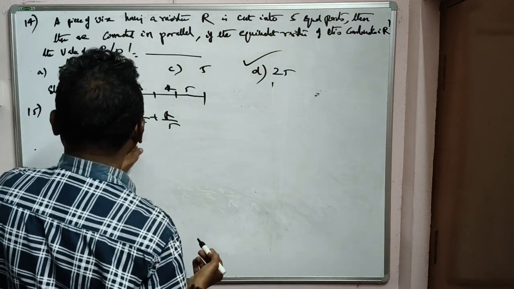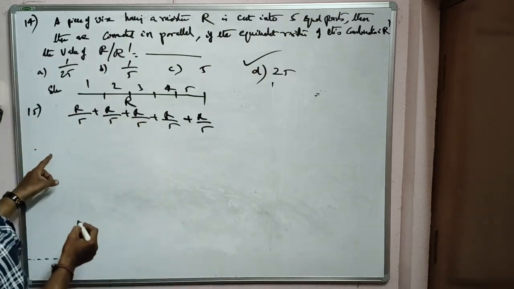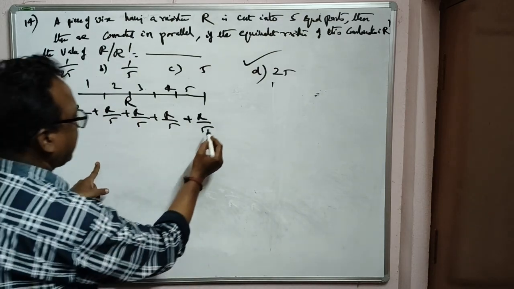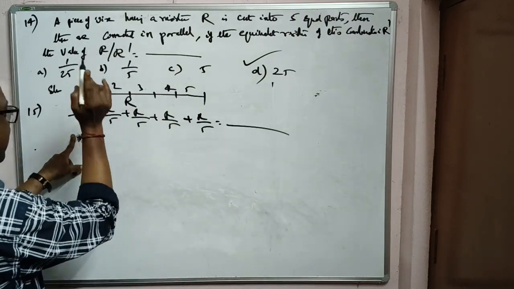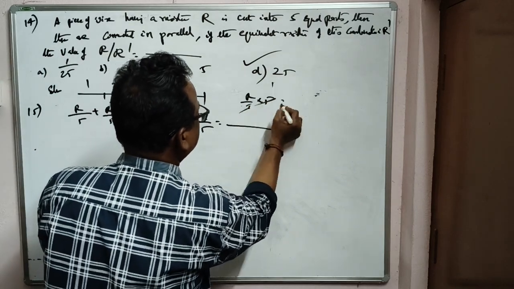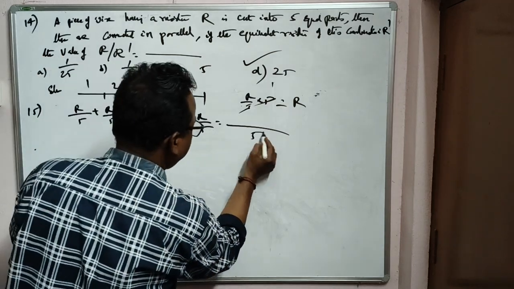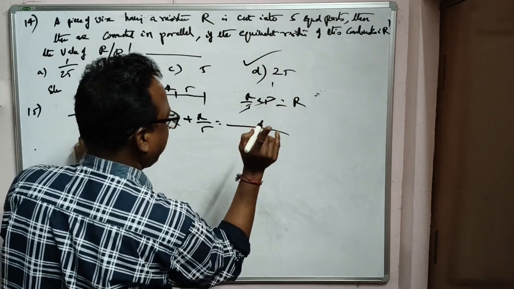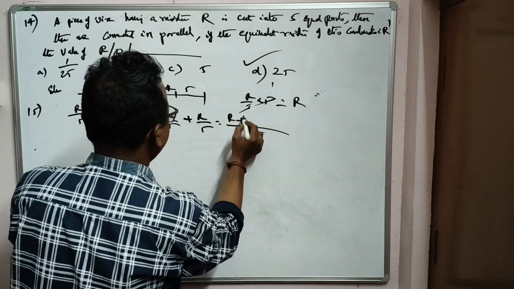R by 5, R by 5, R by 5, R by 5. So when you are connected in series, how many times? You can take the LCM here. 5 times. R by 5 into 5. So what is the value? R, isn't it? Or if you are confused, take the LCM. 5 is the LCM. 5 ones are 5, 1 plus R, 1 into R.